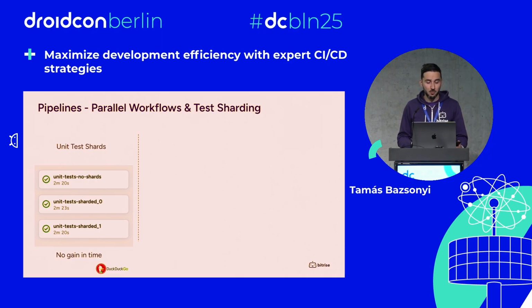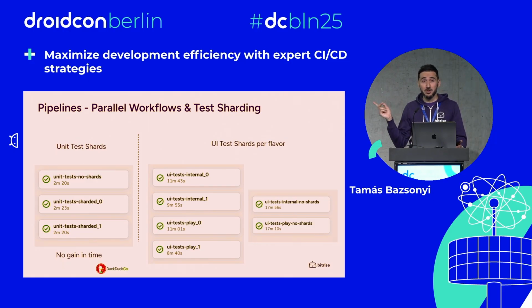You can see that without shards, it takes 2 minutes 20 seconds. If you shard it, you see that it takes roughly the same amount of time. This is simply because the unit test execution was so fast that running in parallel doesn't really speed up the whole process. The building is basically taking the same amount of time. So it doesn't really make sense to split up the workflows here.